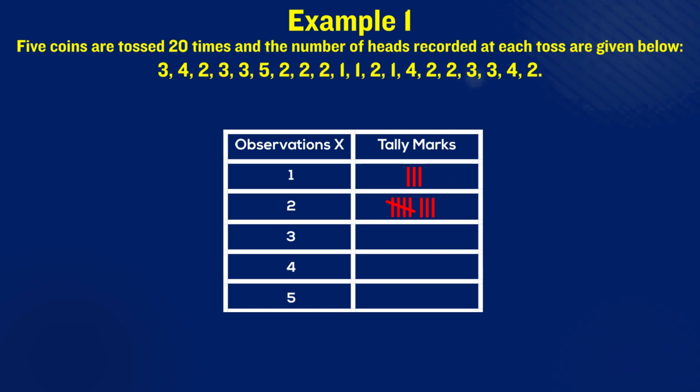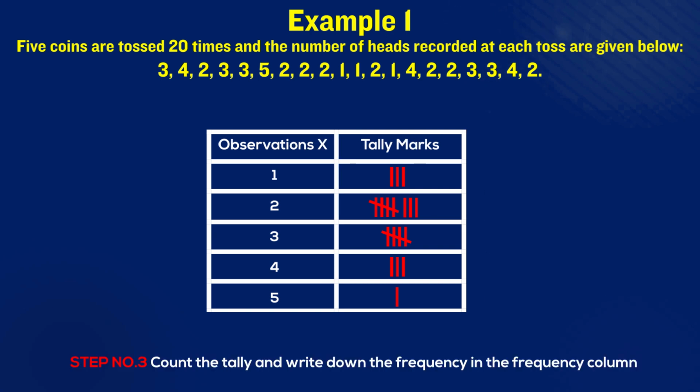Time for the 3rd observation. Count it with me. 1, 2, 3, 4, and 5. 5th bar being diagonal as always. Do the same for the 4th and 5th observation as well. That concludes the second step of making a discrete frequency distribution table.